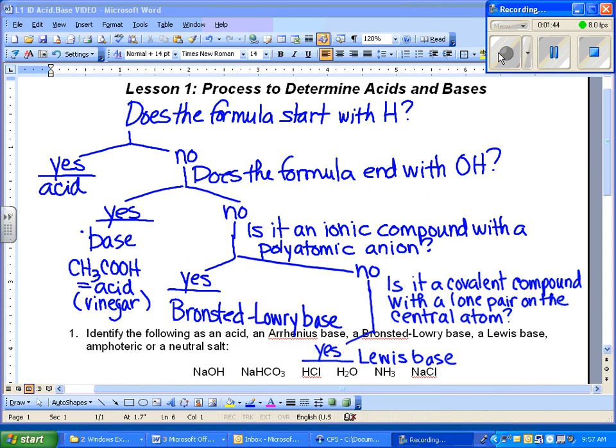If the answer to that question is no, I'm going to check and see if it's a Lewis base. The question I would ask is, is it a covalent compound with a lone pair on the central atom? That means dots that aren't bonded to anything. Remember, those are going to show up in the nitrogen column and the oxygen column mostly. If the answer to that is yes, there's a lone pair of dots, that can act as a Lewis base.